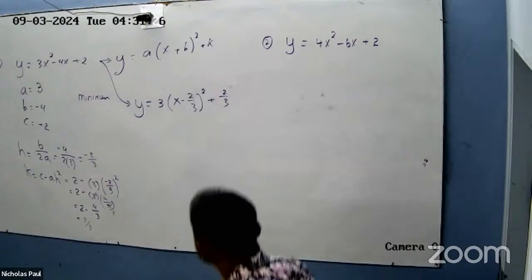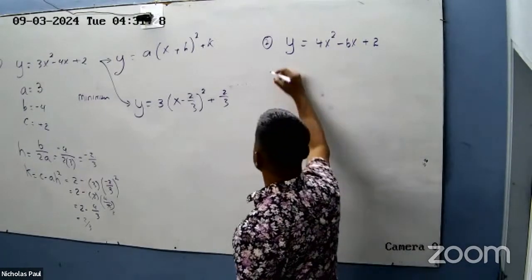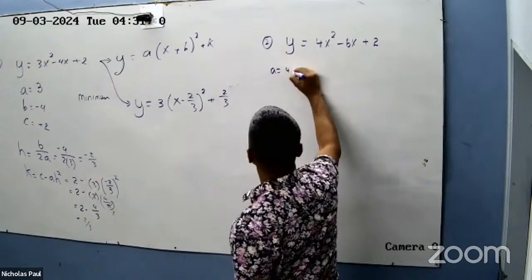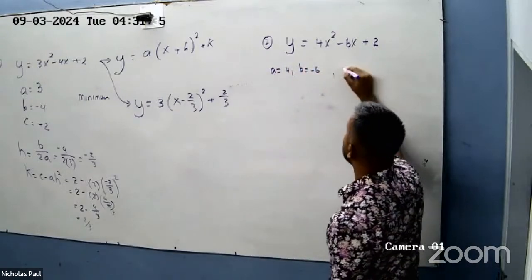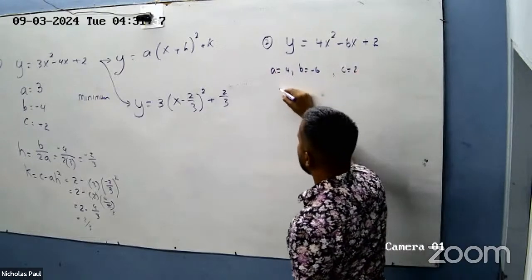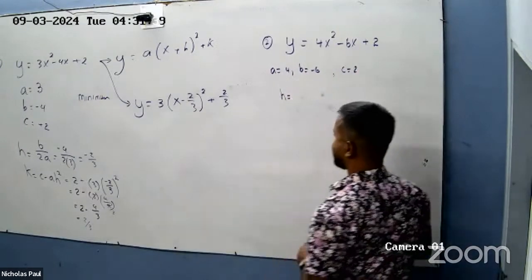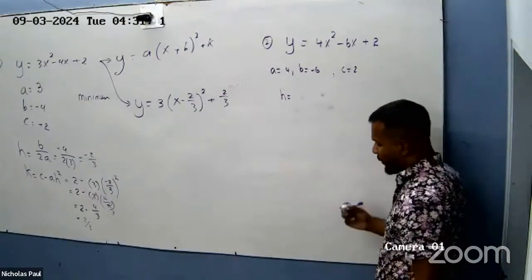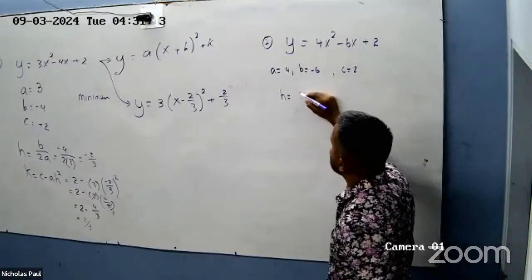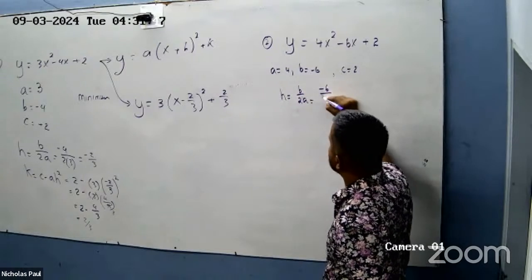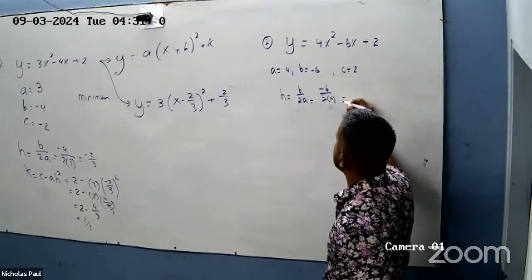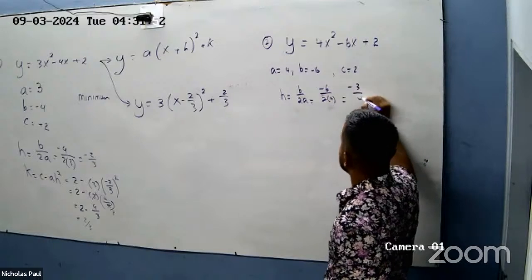Okay, so let's see if you're right. The first thing I will do is write down what is A, write down what is B, that's a 6, right? And then write down what is C. I want to find H first. H is B over 2A. So that's minus 6 over 2 times 4. So that's minus 3 over 4.